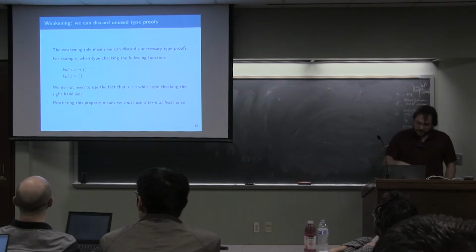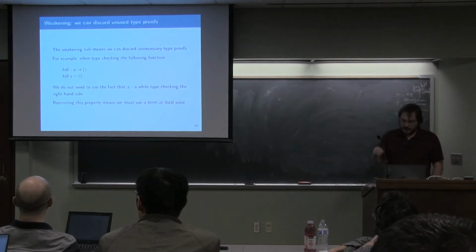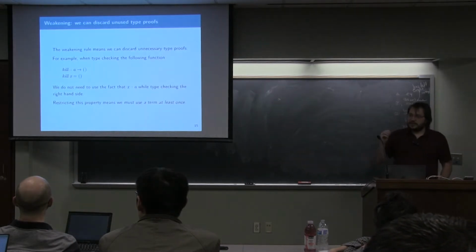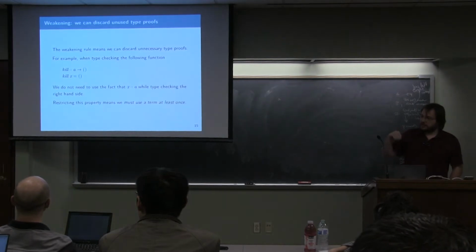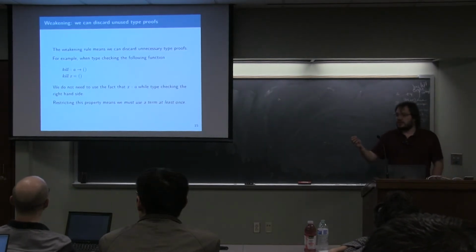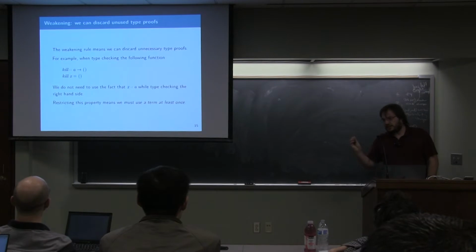If we restrict this property, it means that we have to use a term at least once. Basically, weakening is the property that allows us to discard any unused proofs. If we are not allowed to use weakening, this means we can't discard any proofs. We have to use them.